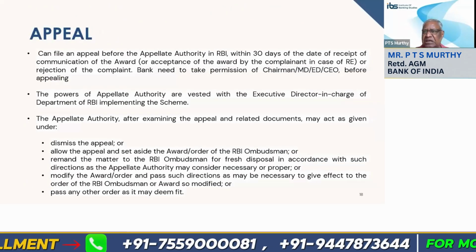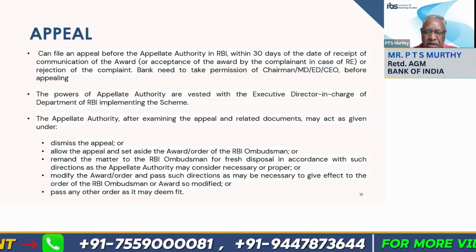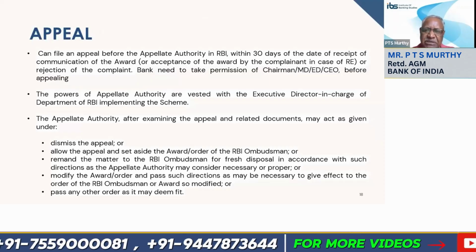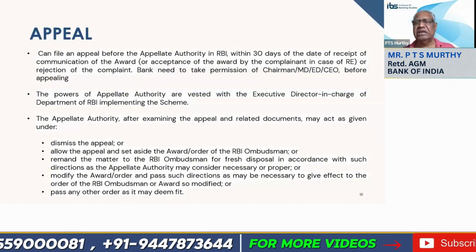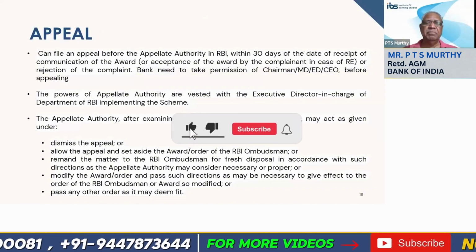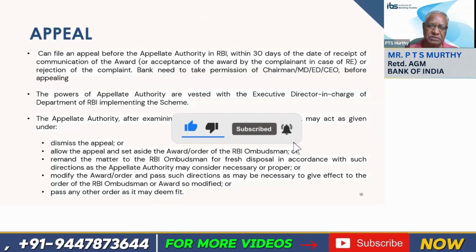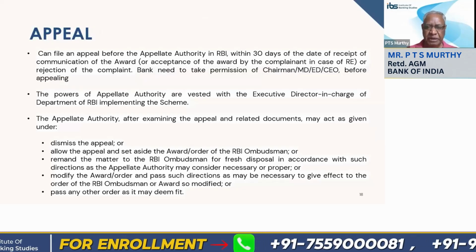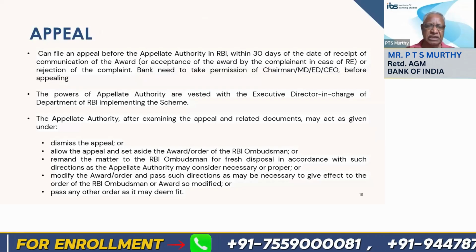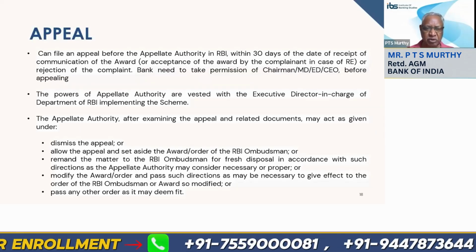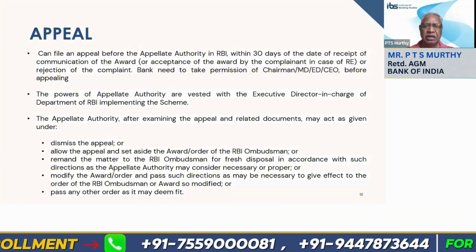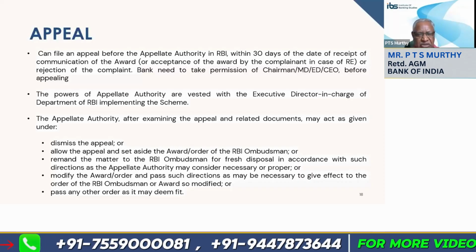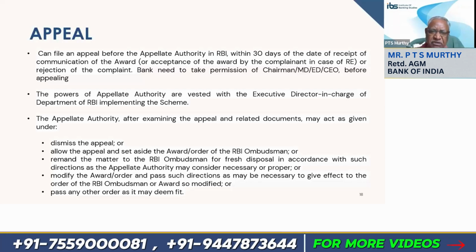Now let us suppose once the decision has been given by the ombudsman, then we can appeal to RBI as an appellate authority. 30 days time is given: within 30 days of date of receipt of communication, they can prefer an appeal. In case the bank is preferring an appeal, they have to take permission from the chairman, MD or CEO before making an appeal. Okay, the customer can anyway, within 30 days, give an appeal to RBI. If banks want to appeal against the judgment given by the ombudsman, permission from their higher authority is very much required. The appellate authority, as I said, is the executive director in charge of the Department of Customer Service there.